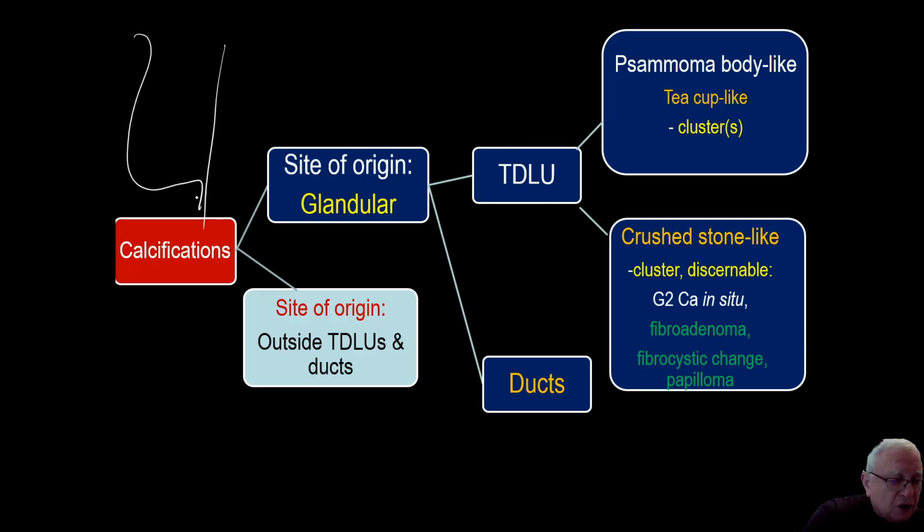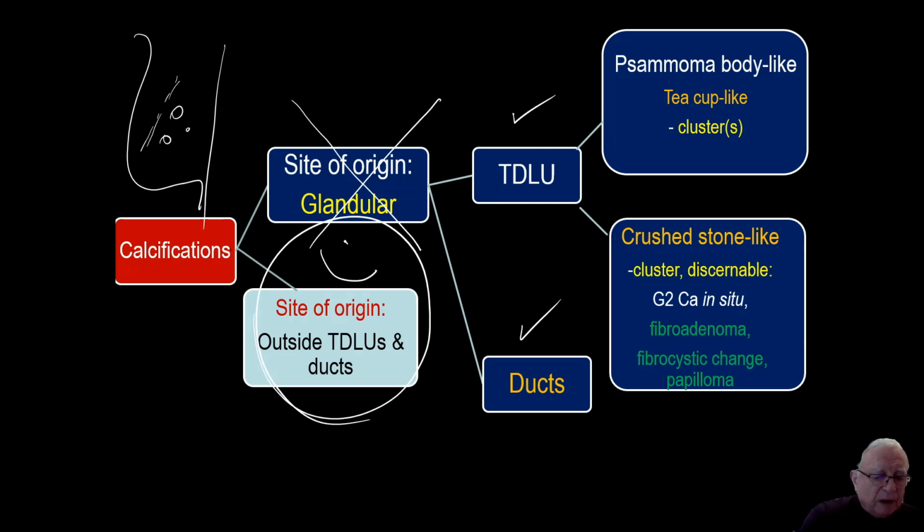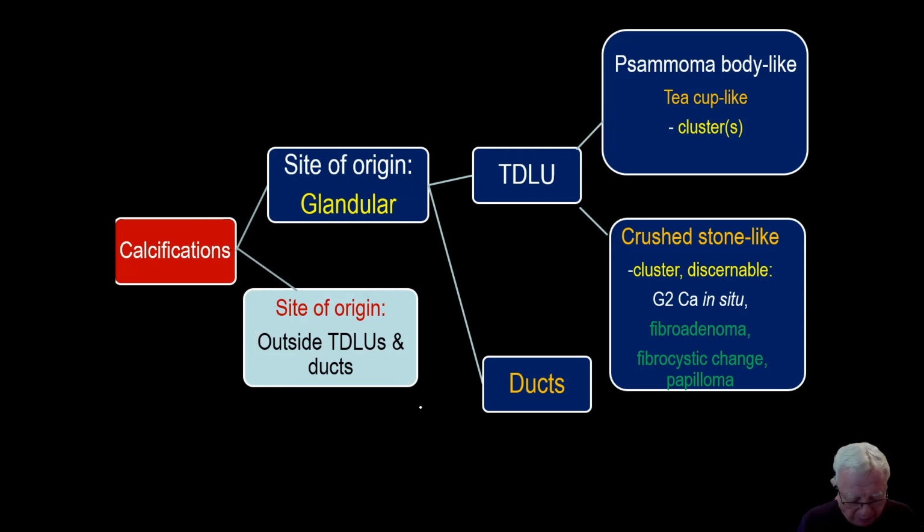The third option is that I say that these calcifications that are hollow, they are in vessels. They are not localized within the glandular tissue, neither the TDLU nor the ducts. They are outside, and then comes a big smiling face. They never represent malignancy. So we could sum up like this. Calcifications outside the fibroglandular tissue, always benign.